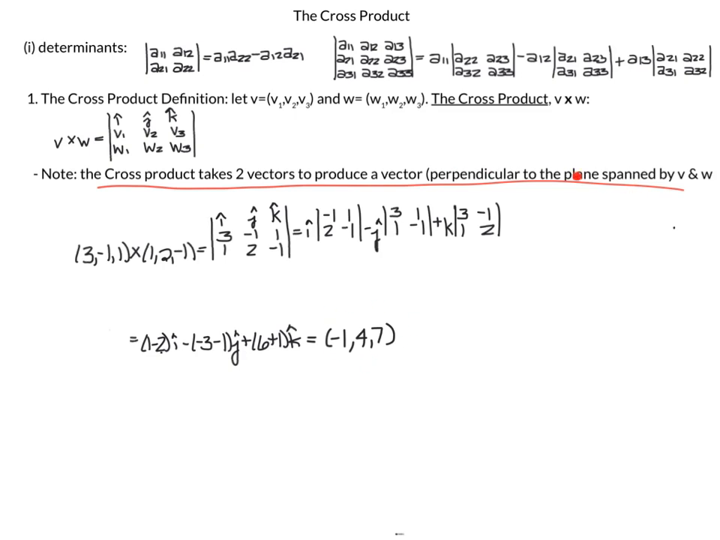The other thing we'll look at more is that this vector is perpendicular to the plane spanned by your original two vectors. So this is perpendicular to the plane spanned by these two vectors. And again, we'll look at that in just a minute.